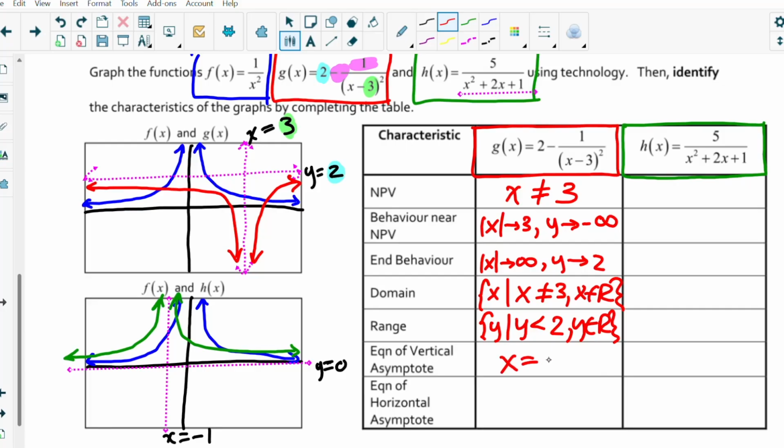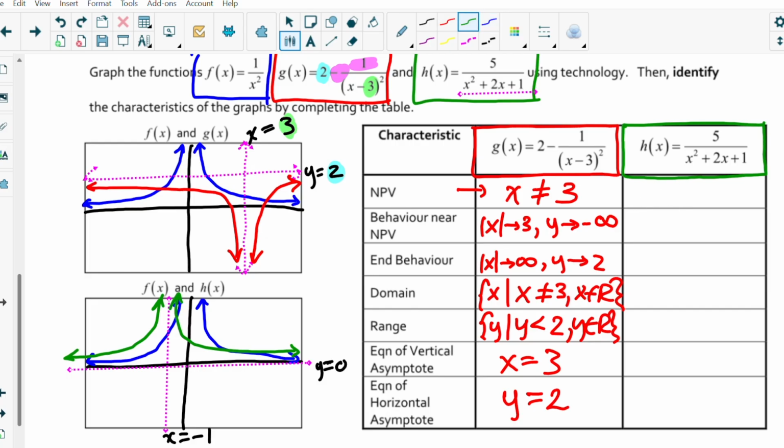Equation of vertical asymptote, x equals 3. That comes from my non-permissible value. And the equation of the horizontal asymptote, if I let y equal 0, what is my result, right? The horizontal asymptote is at 2. Oh, sorry. I have a k value of 2, so my horizontal asymptote will be 2. Okay, the green one, h of x.